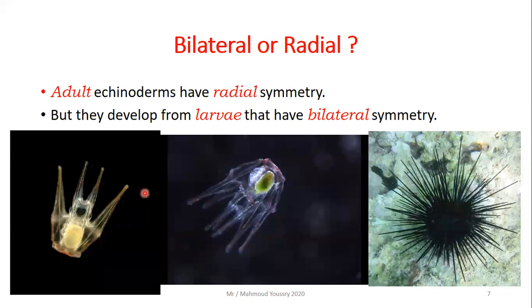Then we will move to the body plan. Is it radial or bilateral symmetry, or asymmetrical? Actually, adult echinoderms have radial symmetry. The adult echinoderms, like this sea urchin, have radial symmetry, so the whole body is arranged around a central point. But they develop from larvae that have bilateral symmetry. The larvae, these two to the left and the middle, have bilateral symmetry, which means that there is a central line that can divide the body into two identical parts.